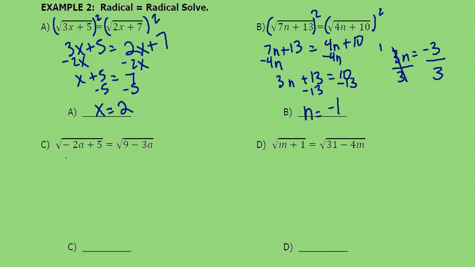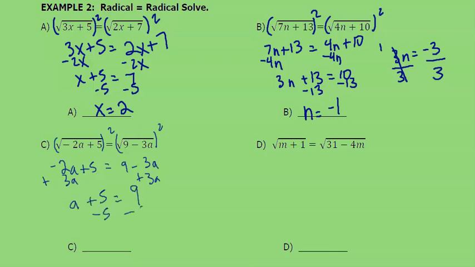C. The square root of negative 2a plus 5 equals the square root of 9 minus 3a. Exponentiate each side by 2. And then you get negative 2a plus 5 equals 9 minus 3a. Add 3a to each side. So there we get 1a plus 5 equals 9. Subtract 5 from each side, and then you get your solution, a equals 4.